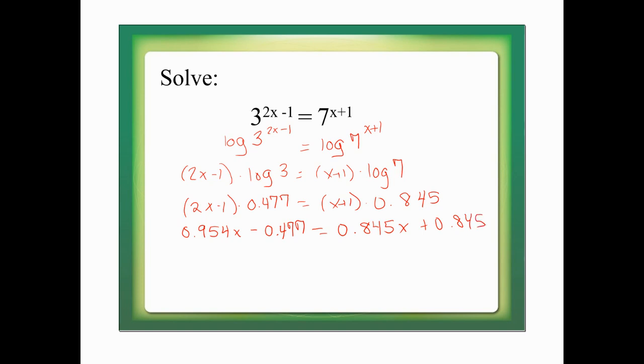Moving my x over, I have 0.109x equals 1.322. Divide by 0.109, and I'm going to get x equals 12.12.